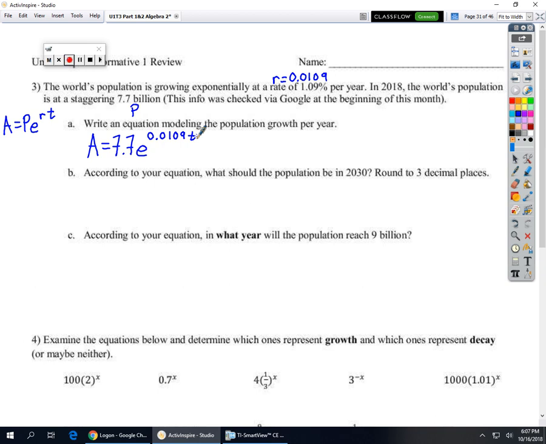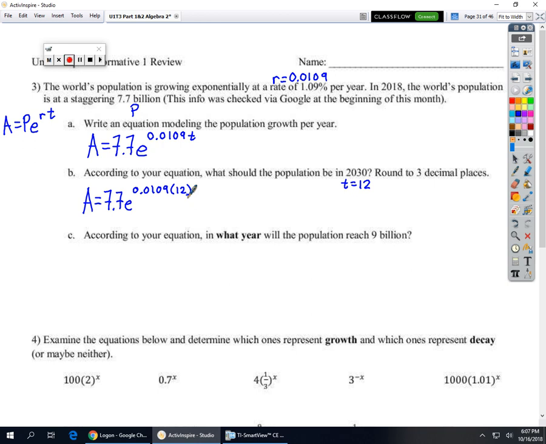And now we need to actually use our equation. According to your equation, what should the population be in 2030? Now think about it. 7.7 billion is how many people I had in 2018. Then how many years have passed? Well, 2030 is considered 12 years later. So my t value here would be 12. 12 years later, what is my population? So let's plug in the values. A equals 7.7 e to the 0.0109, and instead of t, I put 12.